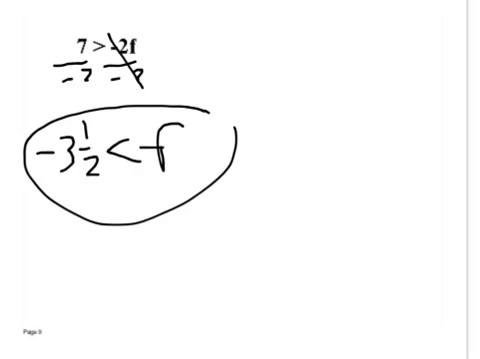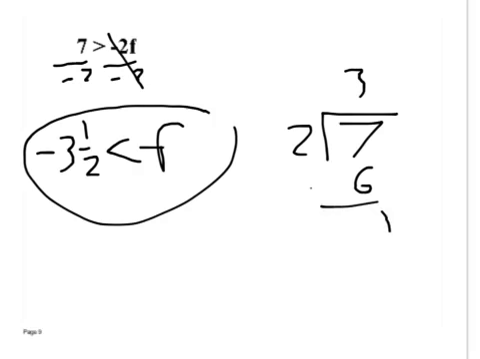How did we get 3 and 1/2? Well, I took 7 divided by 2. How many times is 2 going into 7? 3 times, which is 6, right? How much do I have left over? 1. Right? And I changed my sign because I divided by a negative number, right? Okay.